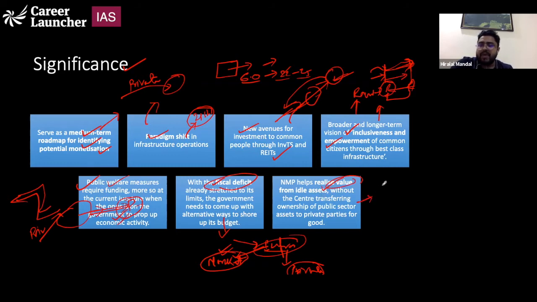Throughout the country, there are various central public sector enterprises and state public sector enterprises which are not performing well, and therefore their assets are lying idle. If you utilize these assets, it will help in generating extra revenue for the Government of India. At the same time, it will help the assets which are lying idle to be utilized properly. So in a way, it is going to help the economy and the government. Therefore, there are many significant aspects of the National Monetization Pipeline. These are the various benefits that have been visualized under the program.